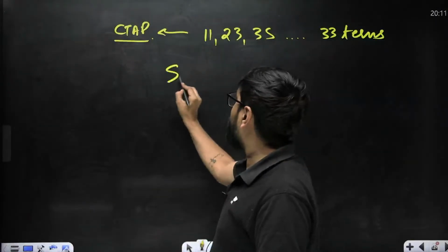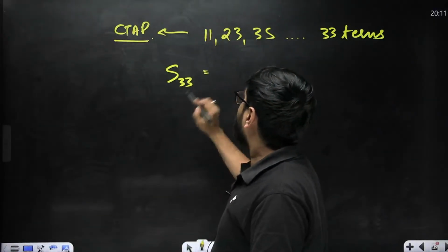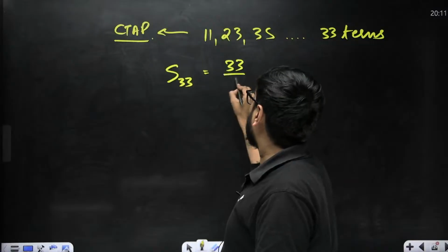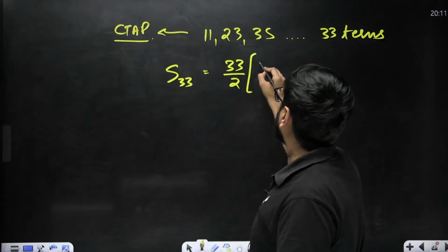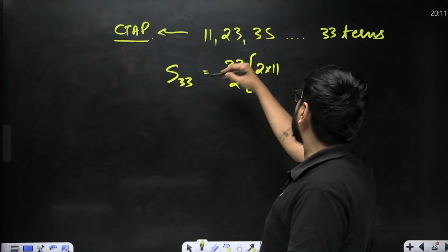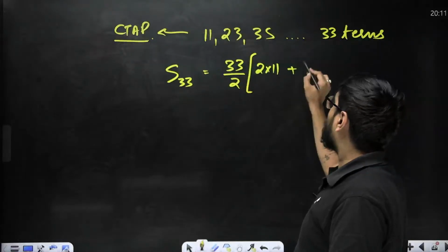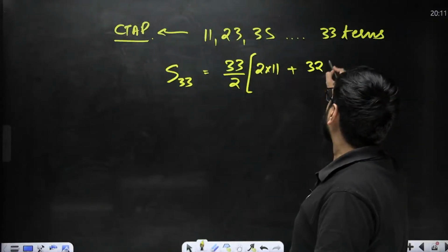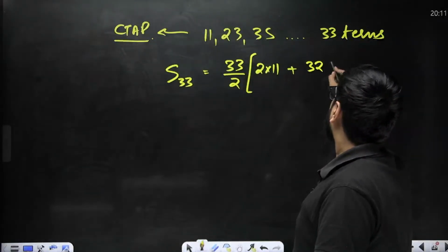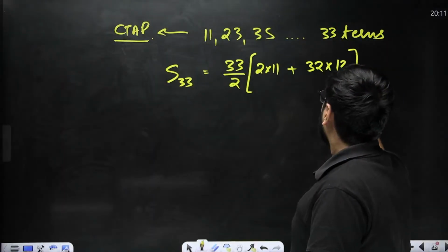So I'll find the sum of 33 terms. 33 divided by 2 multiplied with 2 into 11, and so on. You can find the 33rd term and apply a plus l, or just simply do this. This will be your answer.